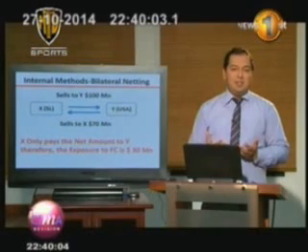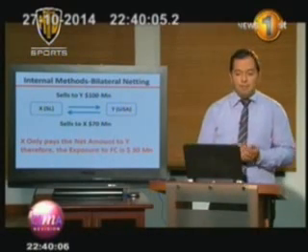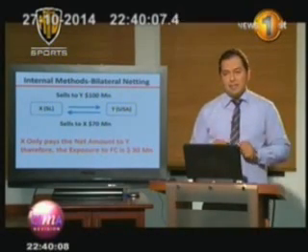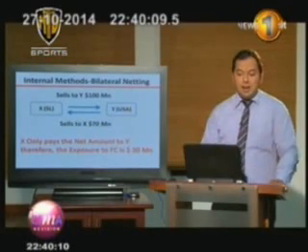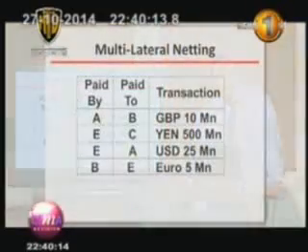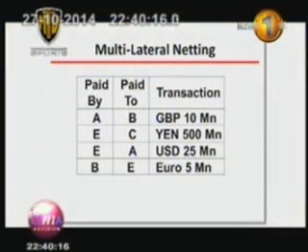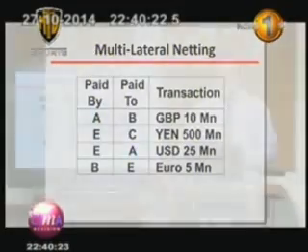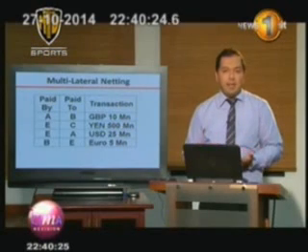Relatively simple method of hedging, I am sure most of you would agree. But this is only between two parties. Let's make this a bit more complicated. Let's bring in a few more parties. And then I introduce you to what we call multilateral netting, or netting among multiple parties. And as you can see, this example is a bit more complex.